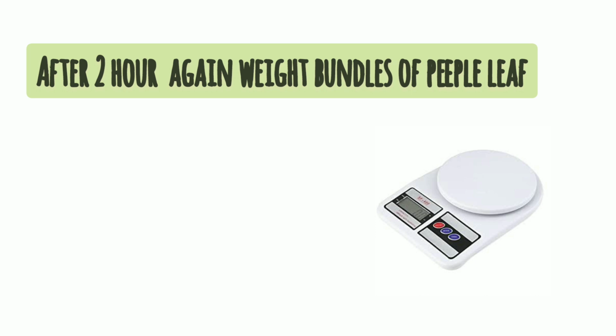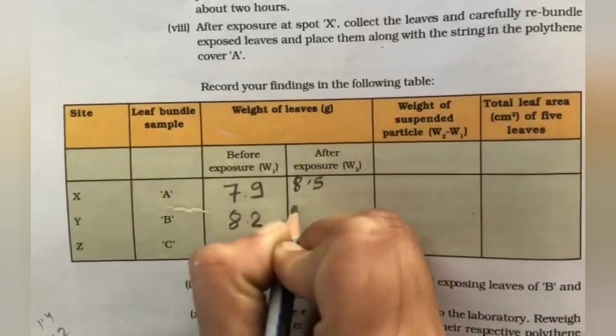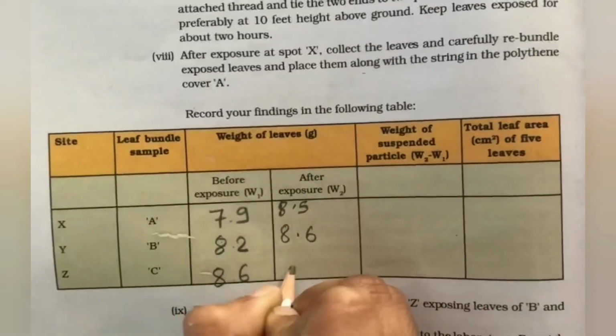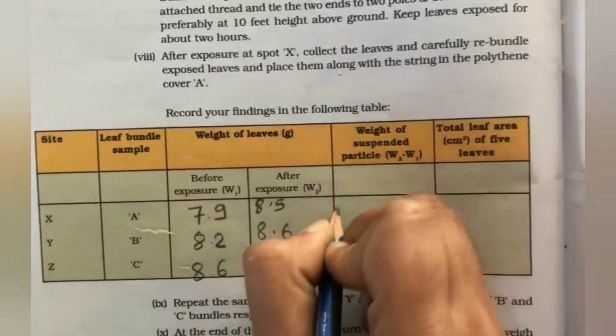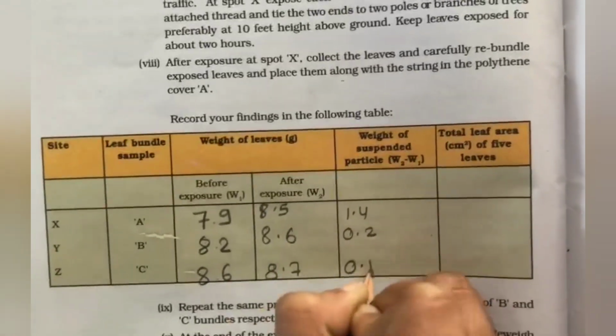After 2 hours, again weigh the leaf bundle and fill the observation table. Do the appropriate calculation and write the total area of leaf surface.